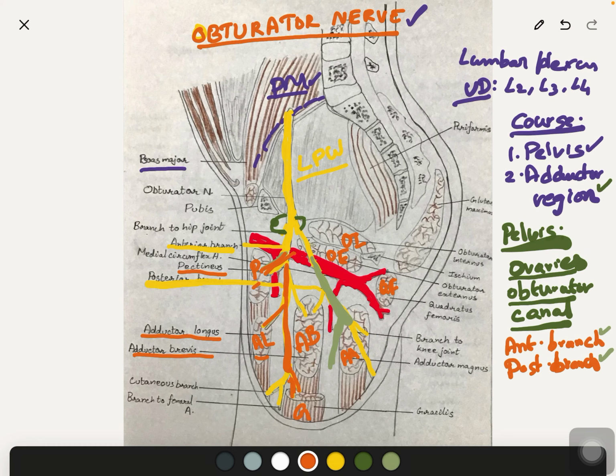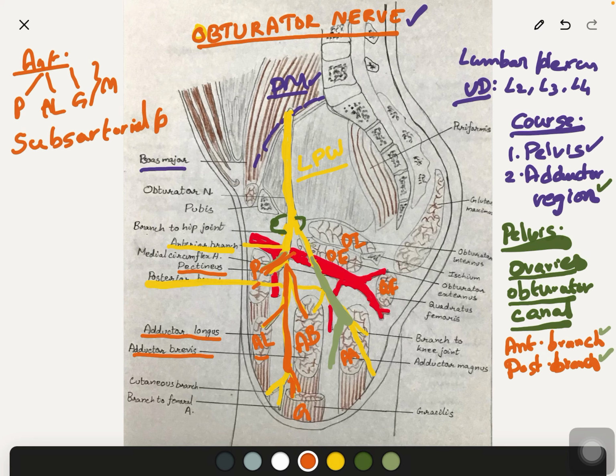So we will now list out the muscles supplied by the anterior division: pectineus, adductor longus and gracilis, and sometimes adductor brevis, if not supplied by the posterior division. So these are the muscular branches. Then it gives a cutaneous branch to the subsartorial plexus. So that is the cutaneous branch.